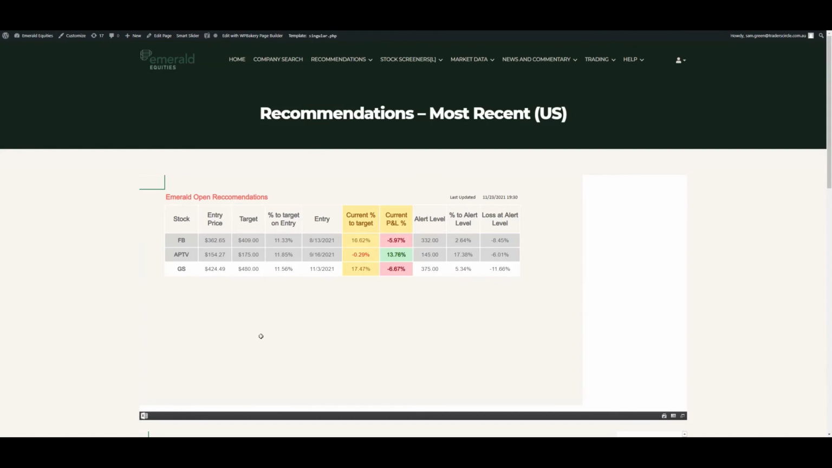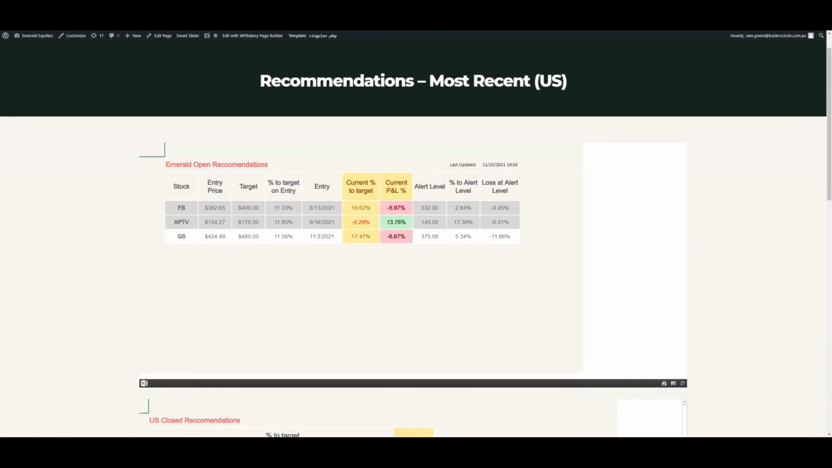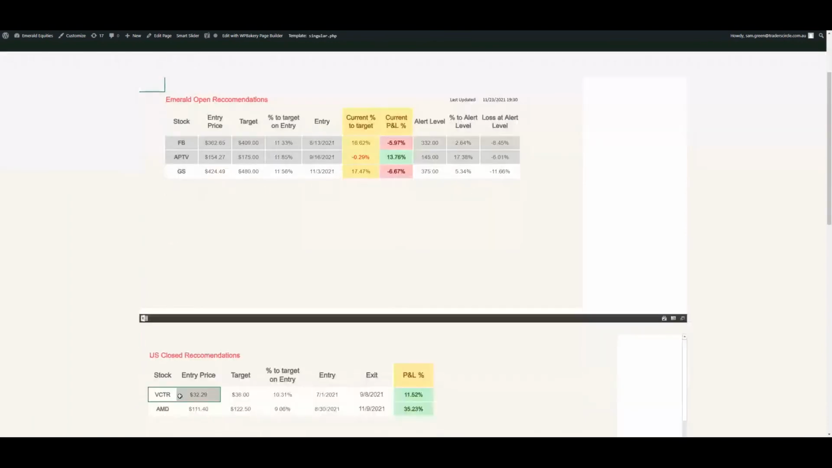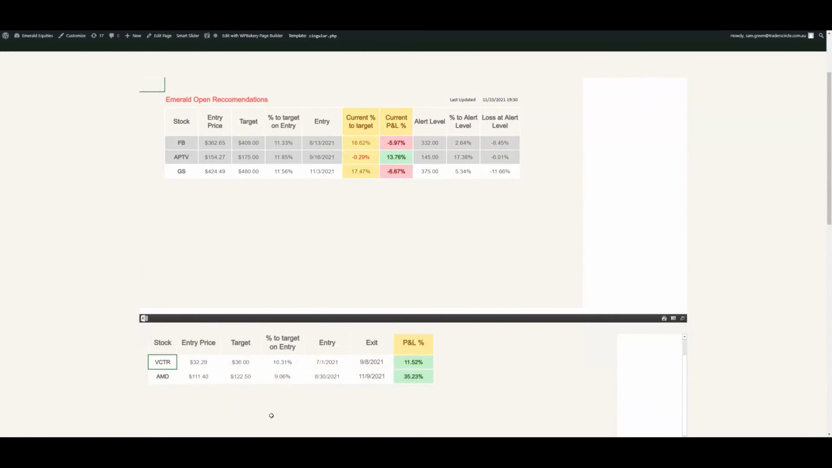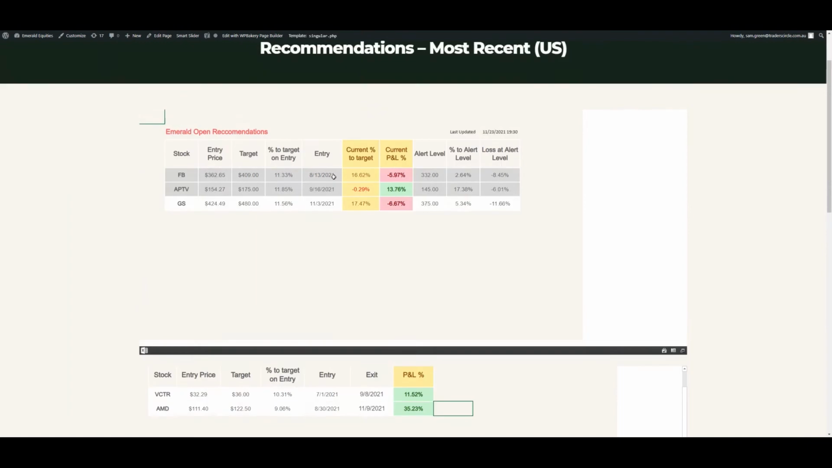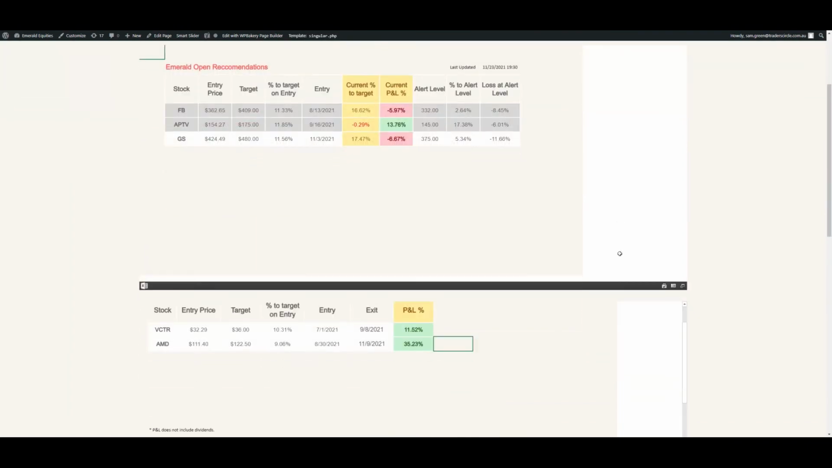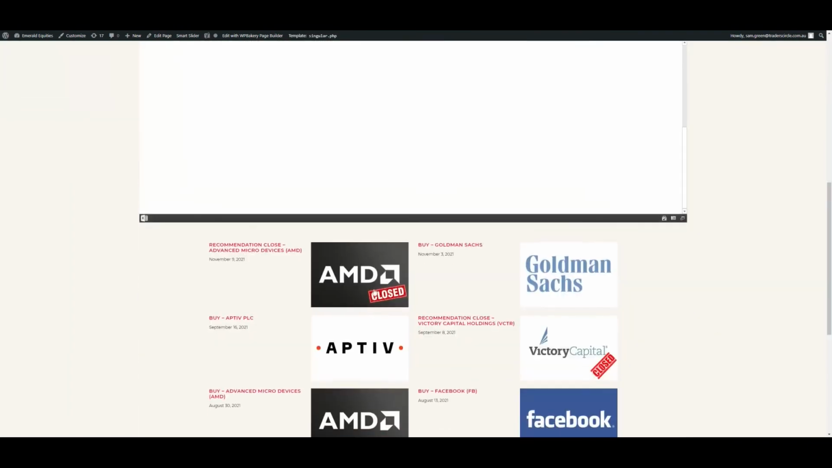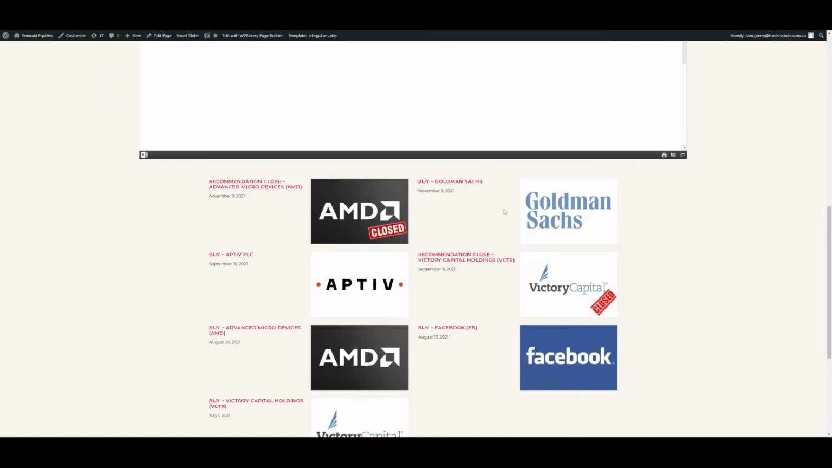And this is what we've got open at the moment: Facebook, Activision, and Goldman Sachs. We're really comfortable with what we've got open at the moment. And down here are the ones we've closed, VCTR and AMD. We took these ones as more of a high growth play, and currently we've shifted to slightly more of a value play with the ones we've got open at the moment. You can also come here and see a bit more analysis on what we've opened and what we've closed.